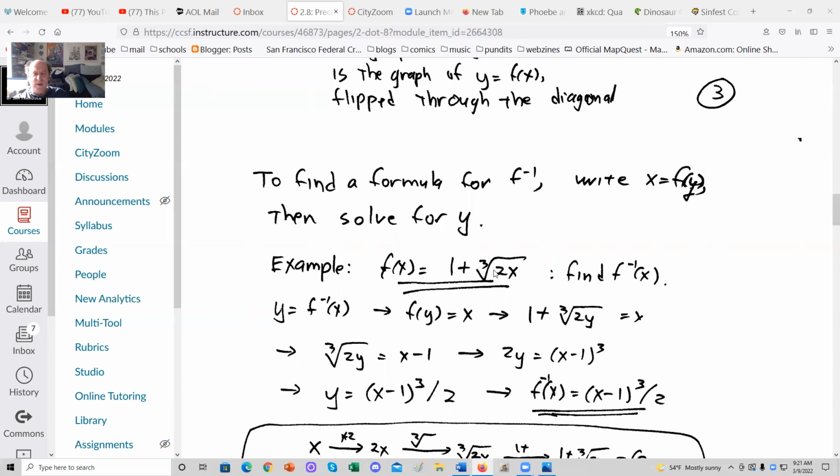Now putting y into this formula, you get 1 plus cube root of 2y, and that's supposed to be x. To solve for y, let's first undo this adding 1 by subtracting it from both sides. So cube root of 2y equals x minus 1. Now we undo this cube root by cubing both sides and get that 2y equals the cube of x minus 1. Then we undo this doubling by dividing both sides by 2 and get y equals (x minus 1) cubed, all divided by 2. And that is the inverse function. f inverse of x is (x minus 1) cubed, all divided by 2.